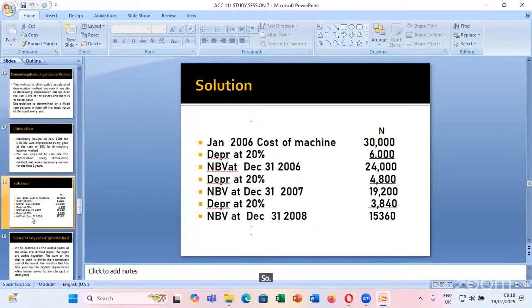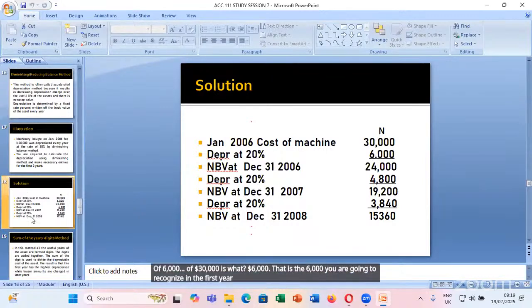So in January 2006, the cost of the machine is how much? 30,000. How much is the percentage we are going to depreciate every year? 20%. So 20% of 30,000 is what? 6,000. That is the 6,000 you are going to recognize in the first year as your depreciation.